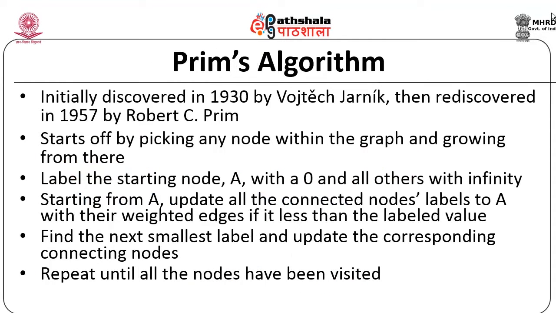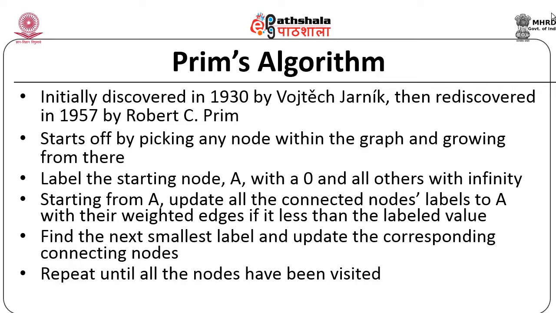Now, let us go to Prim's algorithm. It was initially discovered in 1930 by Wojtek Jarnik, but it was later rediscovered in 1957 independently by Robert C. Prim. So, Prim is the name that is given to Prim's algorithm.